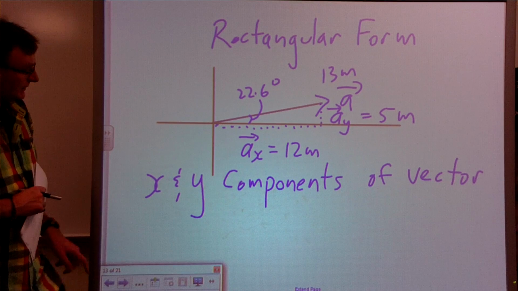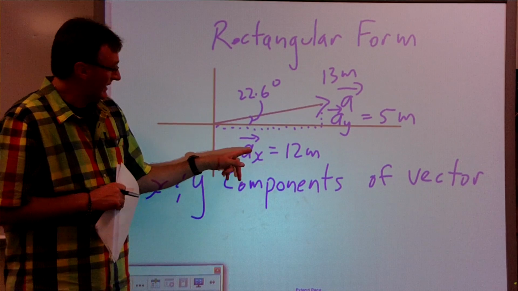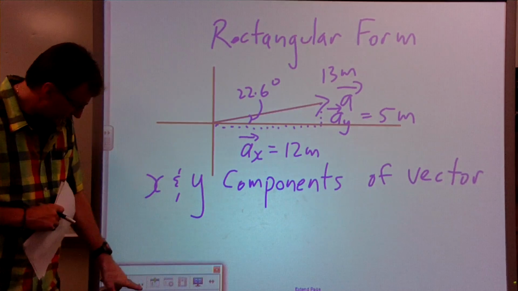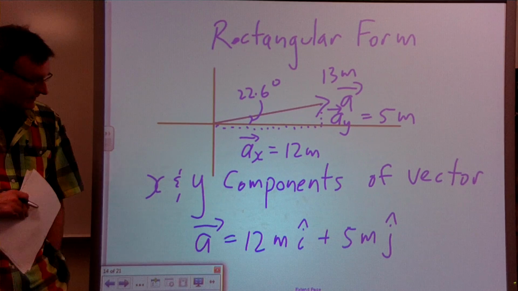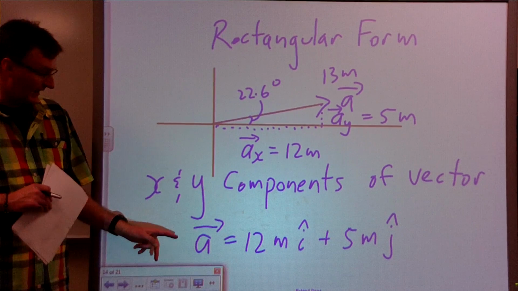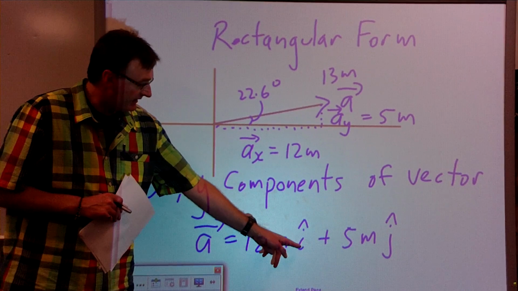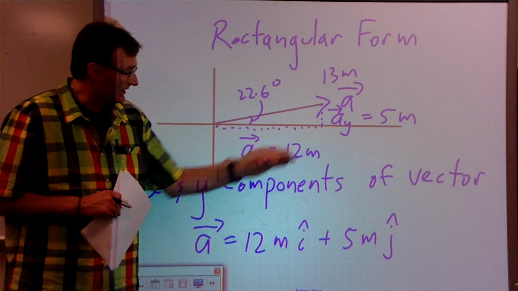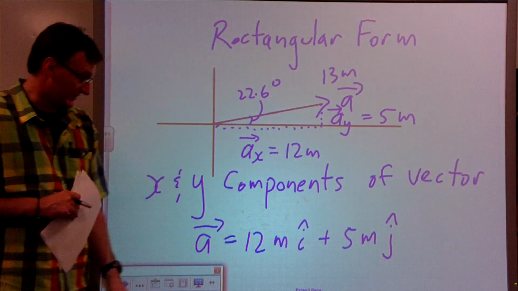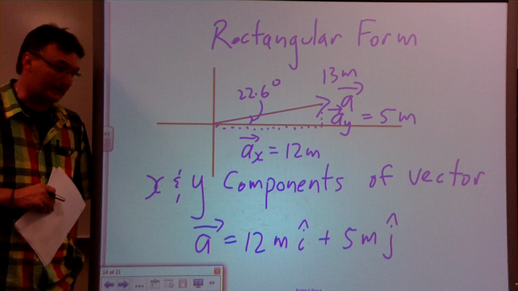That would be the x and y components of this vector. If you do the calculations, the x component is 12 meters and the y component is 5 meters. So in rectangular form, this particular displacement vector A is 12 meters in the i direction, or x direction, and 5 meters in the j direction, or y direction. So this right here is rectangular form of a vector.